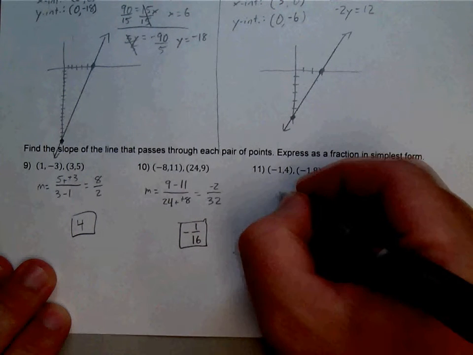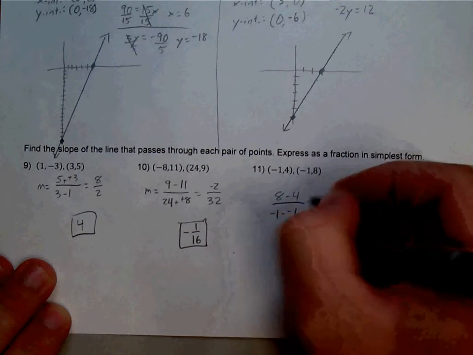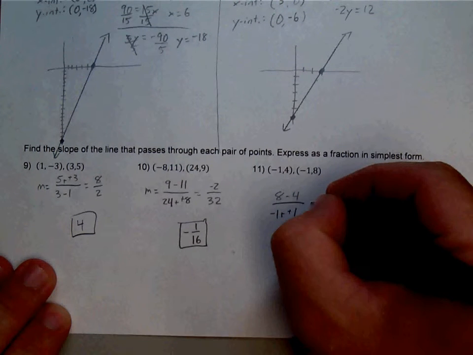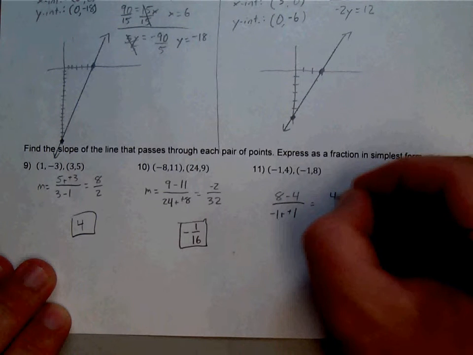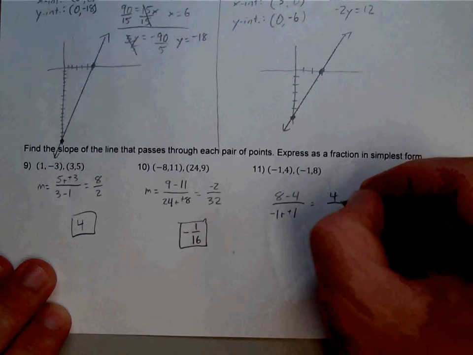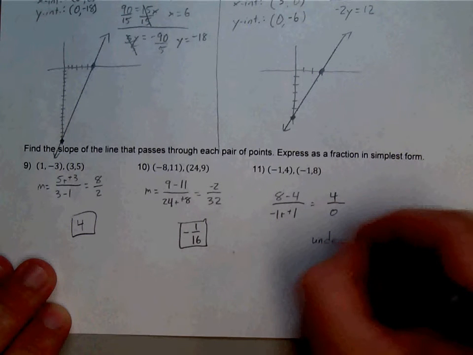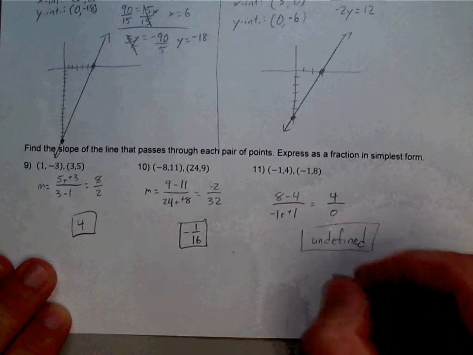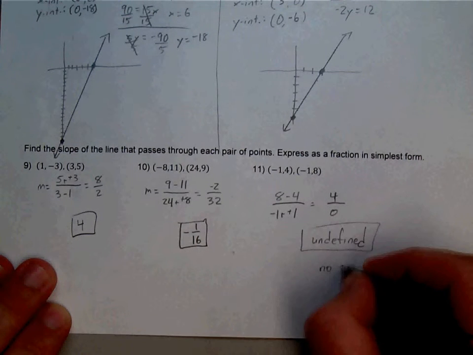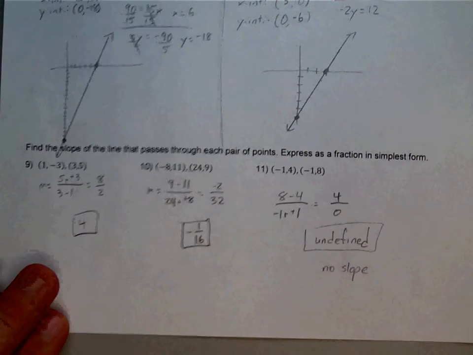Number 11, 8 minus 4 over negative 1 minus negative 1. Minus a negative is like plus. 8 minus 4 is 4. Negative 1 plus 1 is 0. If I have 0 in the denominator, that is undefined. Or you could also say no slope. Either of those are acceptable. Not a 0 slope, but no slope.